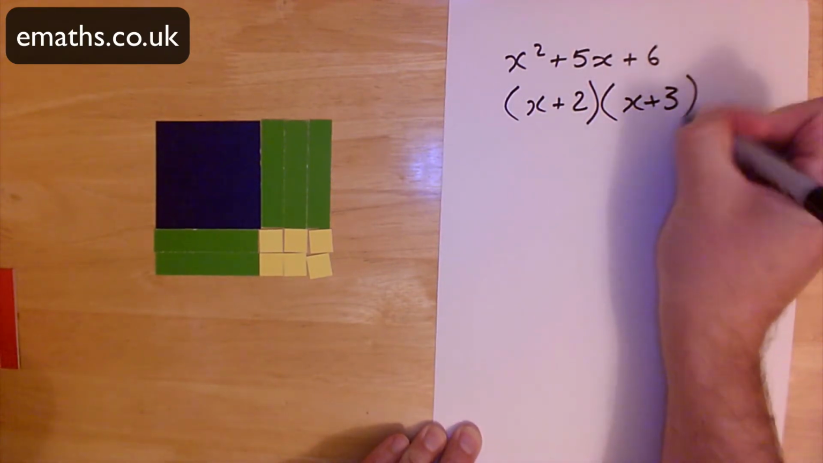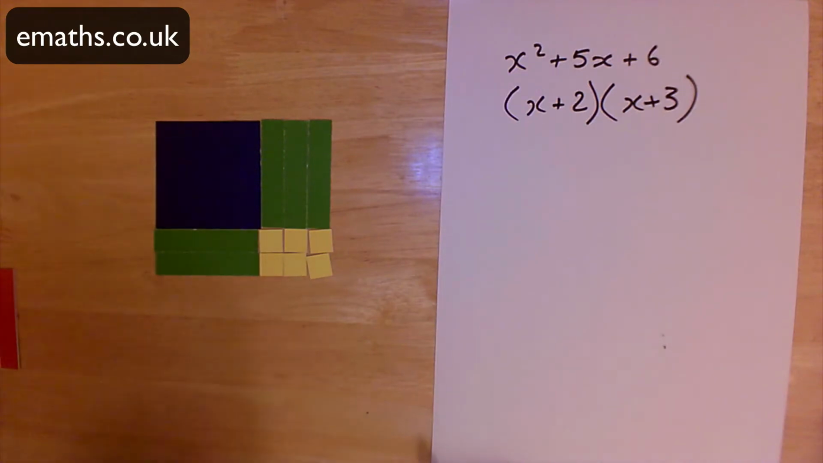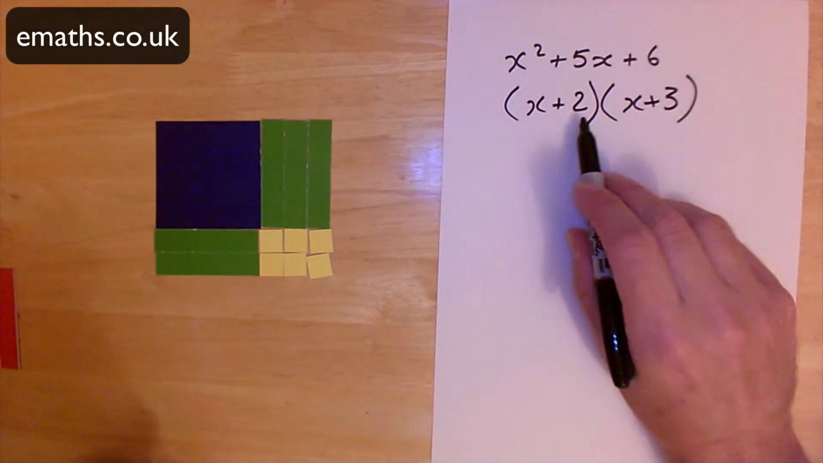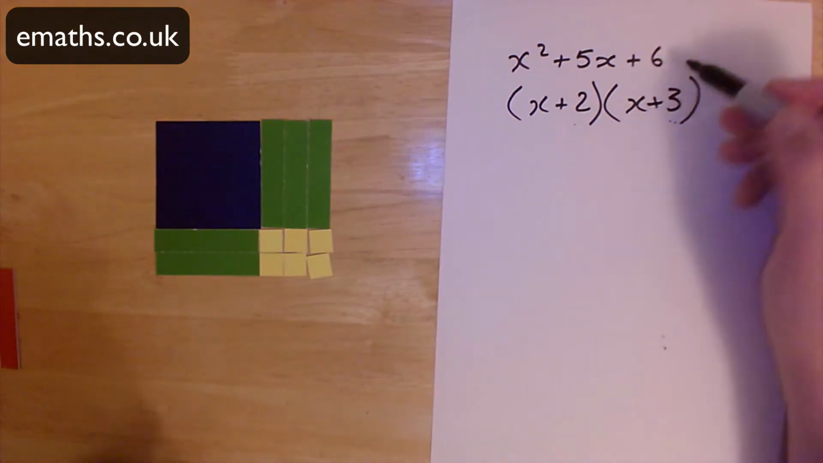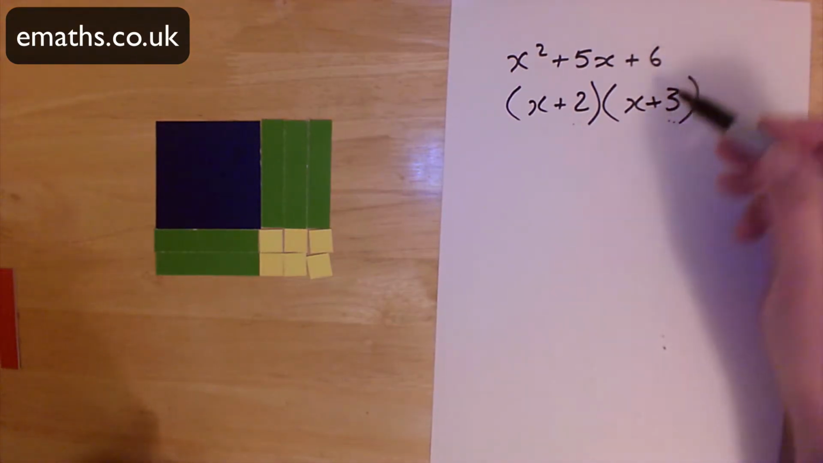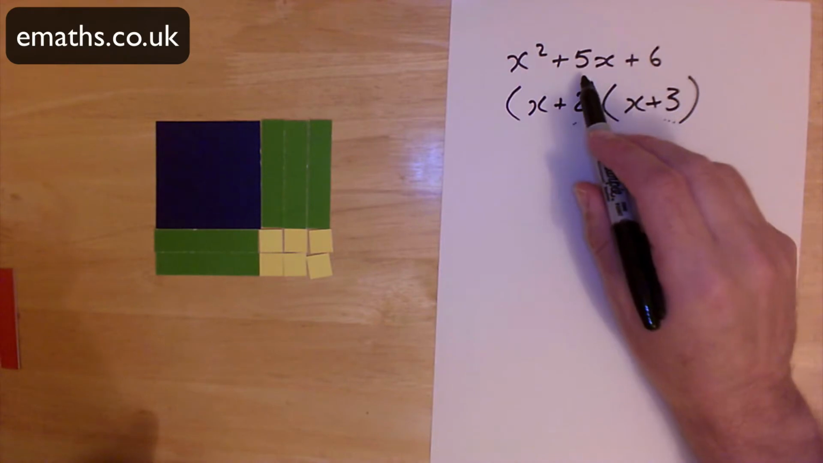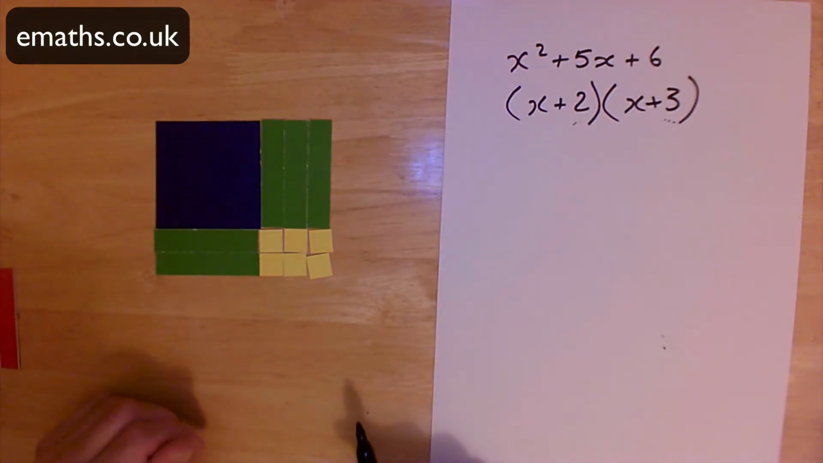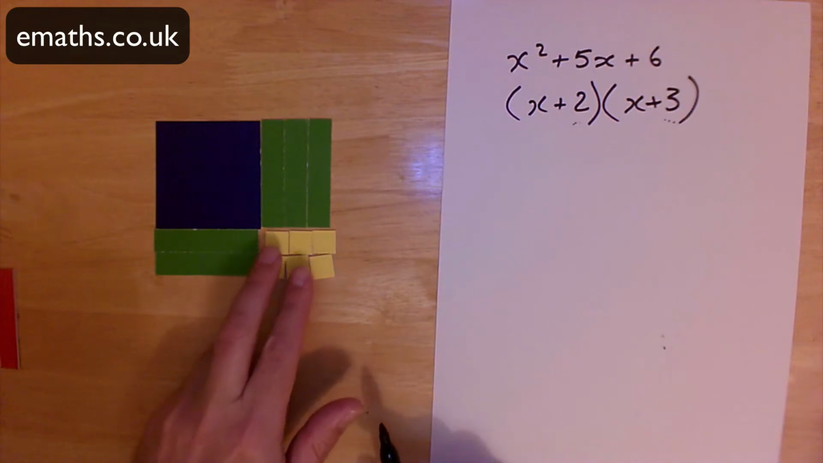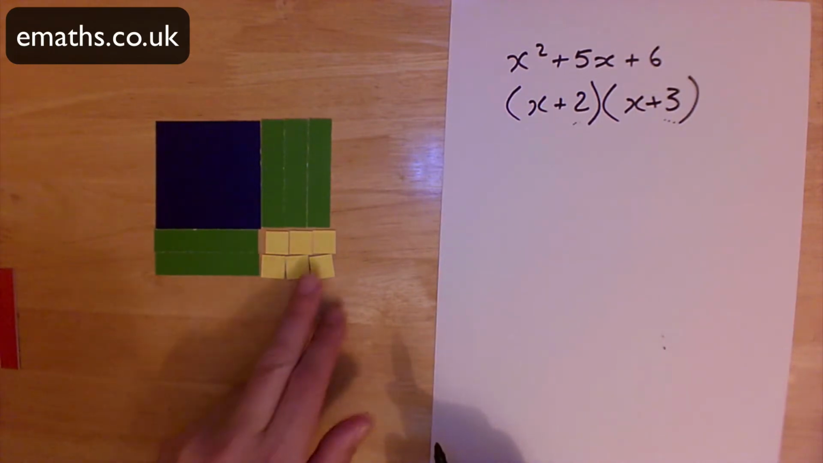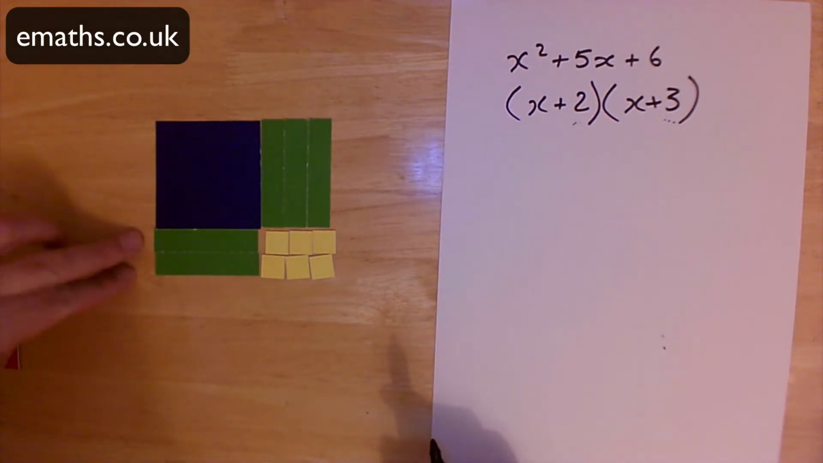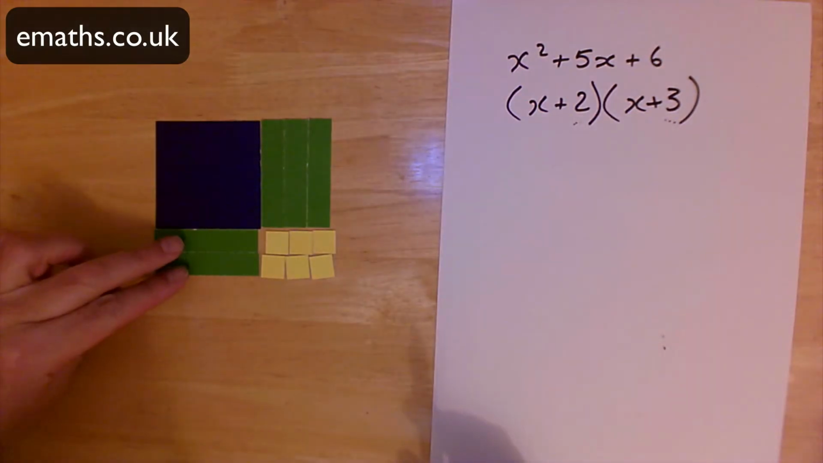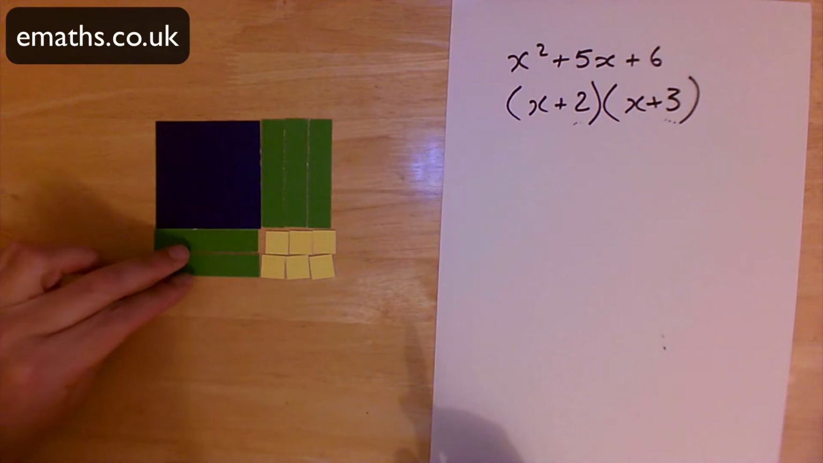x plus 3. By doing lots of these examples, children will soon spot and start saying to you that these two numbers here always multiply together to give this number, and these two numbers here always add up to give this number. And of course the image shows you exactly why that has to be true. The only way we can create a constant term is by multiplying these two numbers together. And the x terms come from these parts here, which will be an addition.